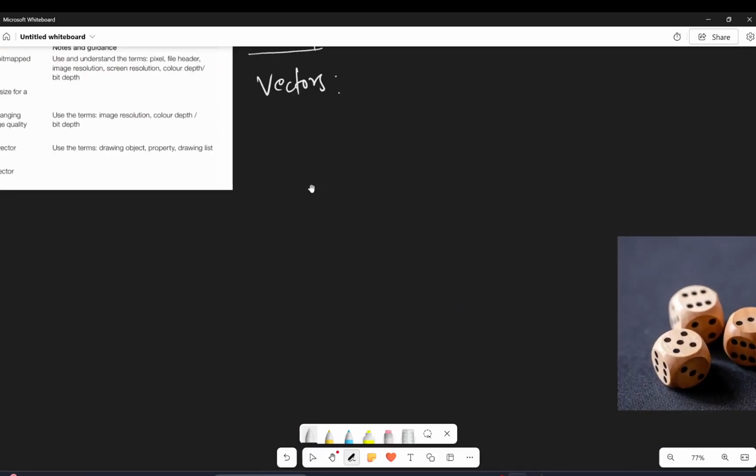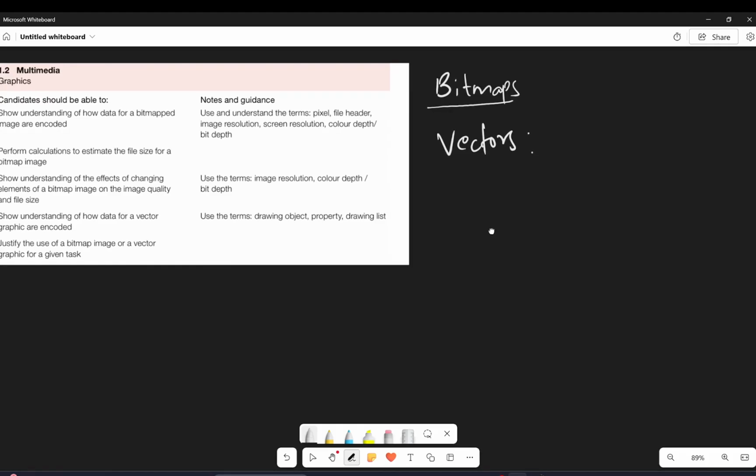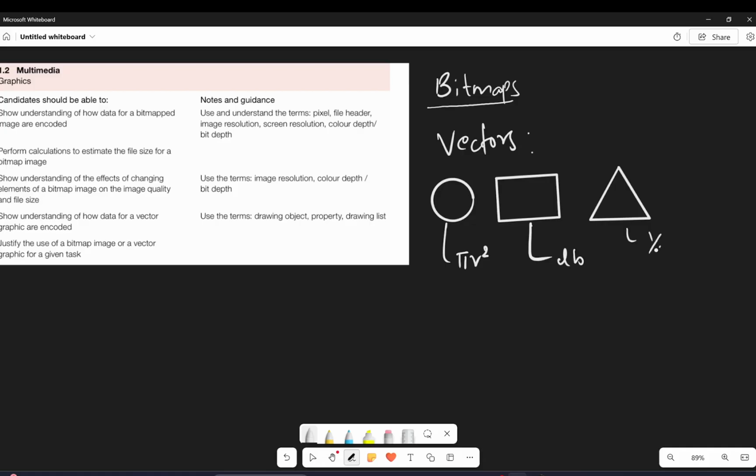Whereas vector graphics are made from mathematical shapes such as a circle, a rectangle, a triangle. So all of these figures have some form of mathematical formula. A circle can be represented by pi r square, a rectangle by L times B, a triangle by 1 by 2 h sine theta.